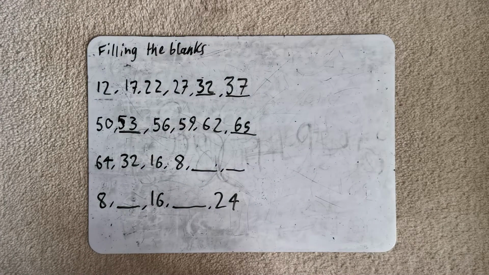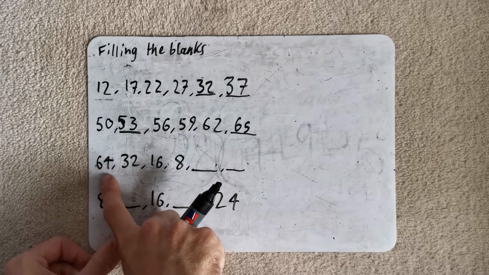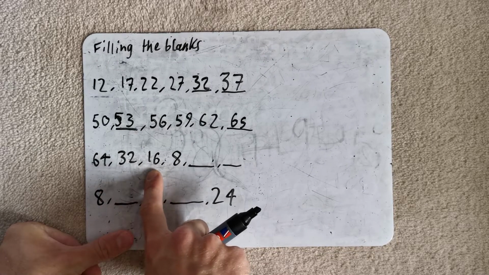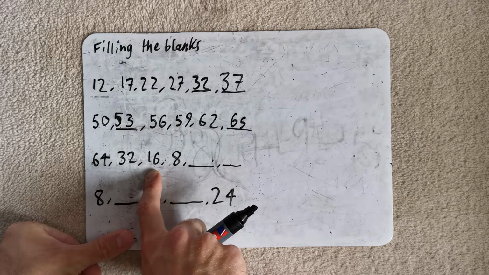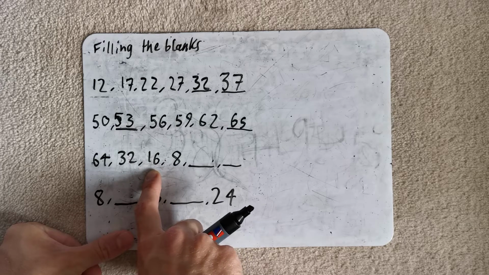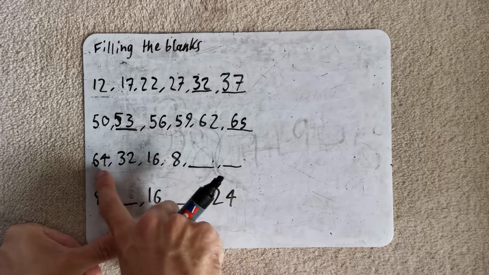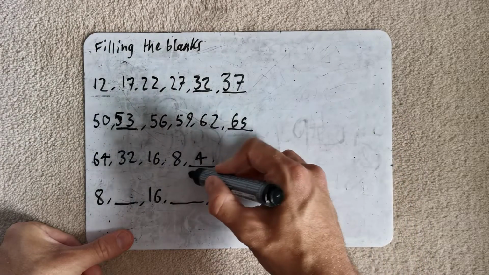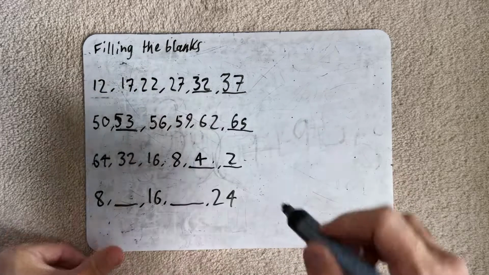There we go. Right, this one, what's the rule? 64 to 32. Huh? To 16. Does that make sense? Yeah, of course it makes sense. You're halving each time. Okay, so if we're halving each time, that's going to be 4, because it's half of 8, and half of that will be 2. Okay.